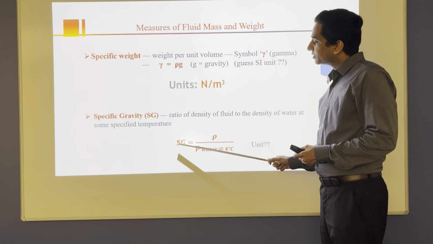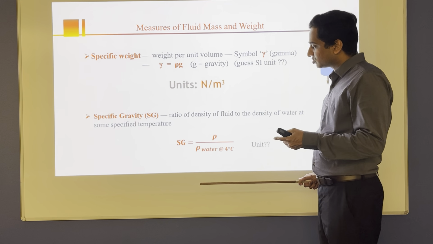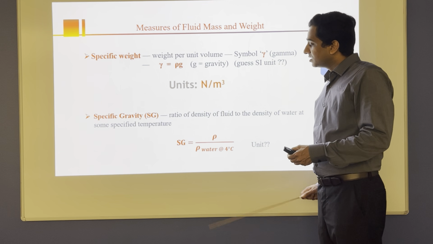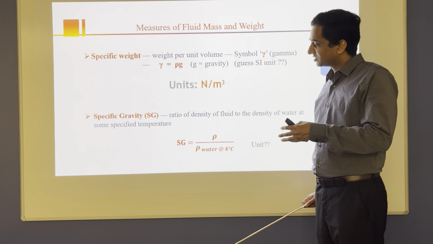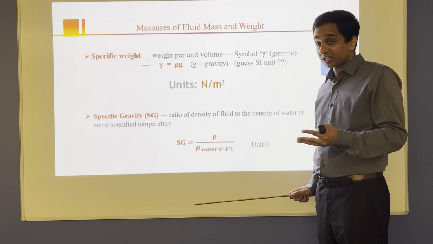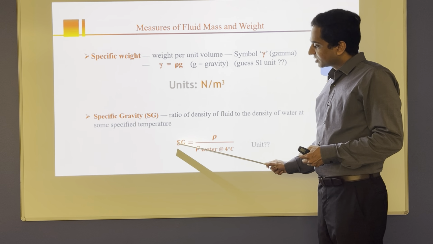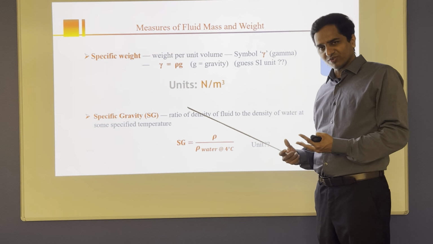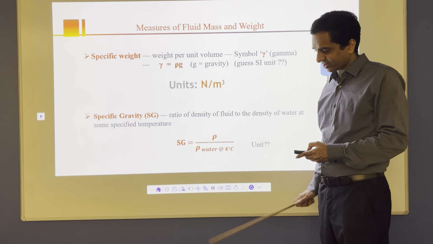For example, the specific gravity of oil is 0.8. Since 0.8 is less than 1, we know that oil is lighter than water. The specific gravity of mercury is 13.6, which is far greater than 1, and therefore we know that mercury is about 13 times heavier than water. So if specific gravity is less than 1, it is lighter than water. If it is more than 1, it is heavier than water. That's a simple understanding of specific gravity, and it does not have a unit, it's just a number.